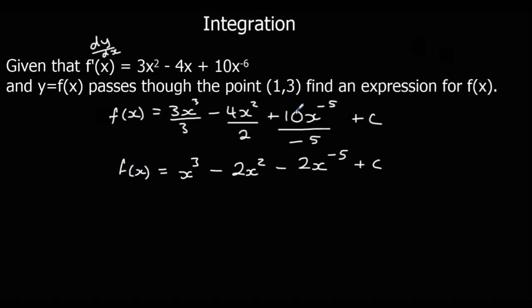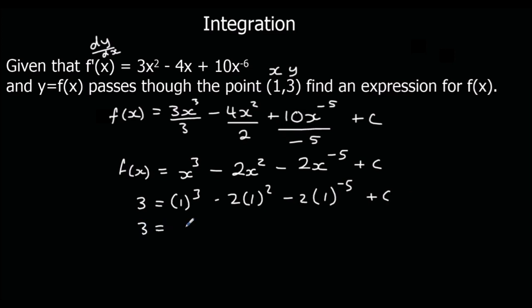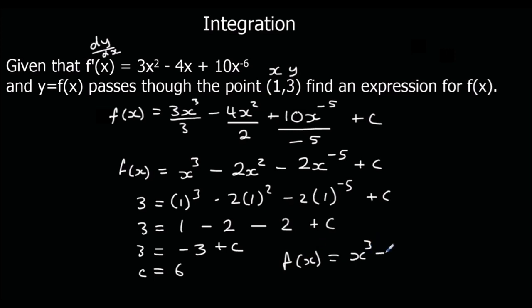So this is f of x, and then we're going to use these coordinates, so x and y. So 3 equals 1 cubed minus 2 times 1 squared minus 2 times 1 to the power of minus 5 plus c. So 1 cubed is 1, minus 2 times 1 squared is 2, minus 2 times 1 to the power of minus 5 is minus 2 plus c. So 1 to the power of anything is going to be 1, isn't it? So what have we got here? We've got 3 equals 1 minus 2 minus 2, which is minus 3, plus c, so c must be 6. So the expression for f of x is x cubed minus 2x squared minus 2x to the power of minus 5 plus 6.